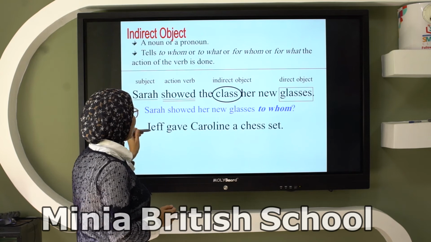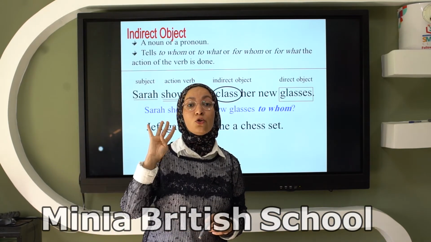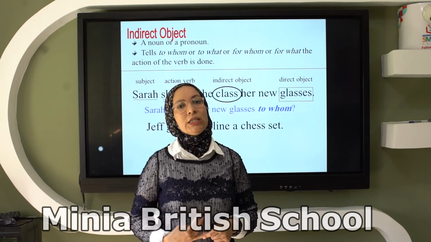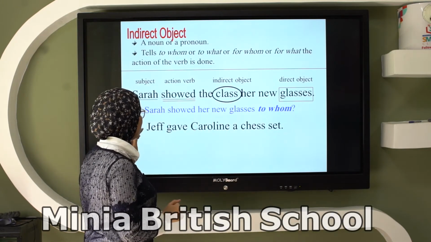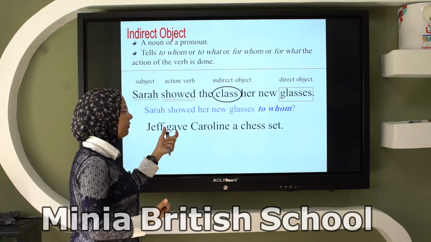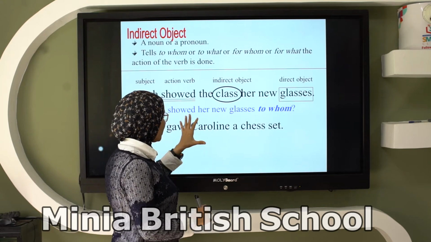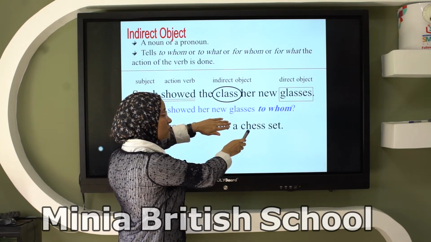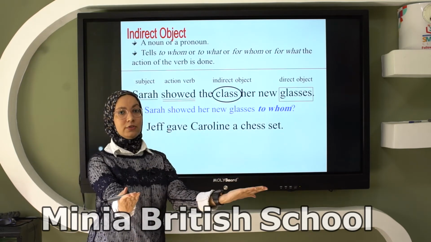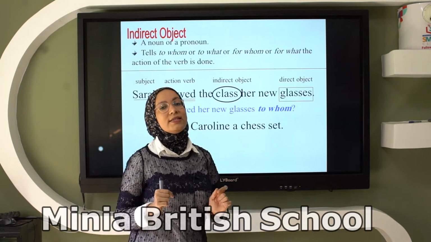Okay. Now, Jeff gave Caroline a chess set. So the teacher tells us to ask ourselves these questions. Number 1, where is the subject of the sentence? Number 2, where is the action verb of the sentence? Number 3, where are the direct object and the indirect object? Now let's divide the sentence part by part. Jeff is the subject of the sentence. Gave is a verb, so this is the action verb of the sentence. Gave Caroline a chess set. So Jeff gave what? A chess set. If we hide Caroline, Jeff gave a chess set. So this is a simple sentence of subject, action verb and direct object. But here I add Caroline as a receiver of the action, which is to give someone something. So Caroline here is the indirect object.